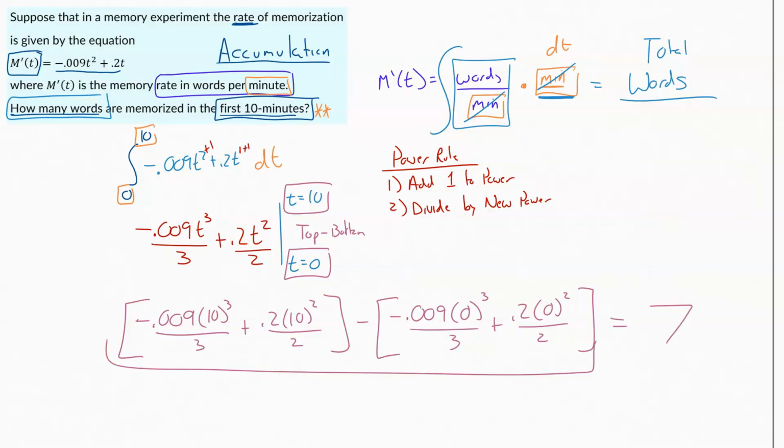And so this would be 7 words, because that was what we were getting. 7 total words were memorized in the first 10 minutes.